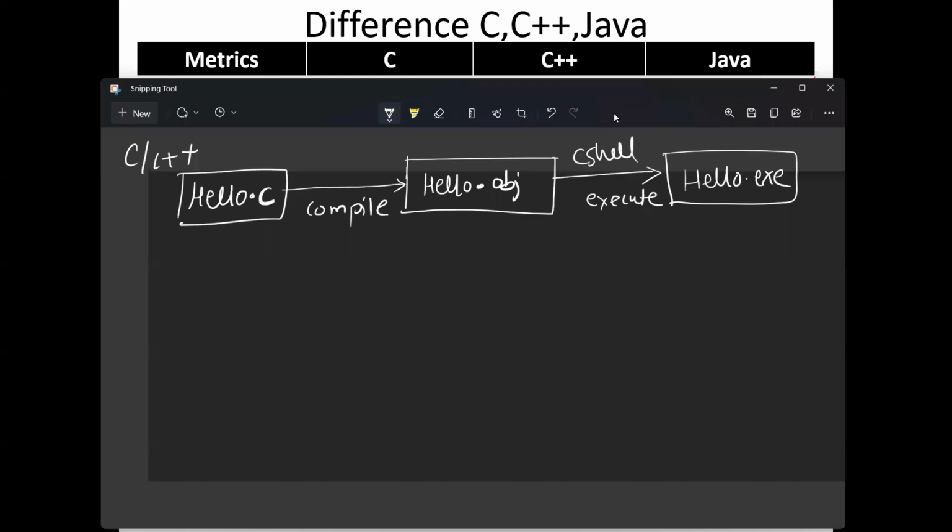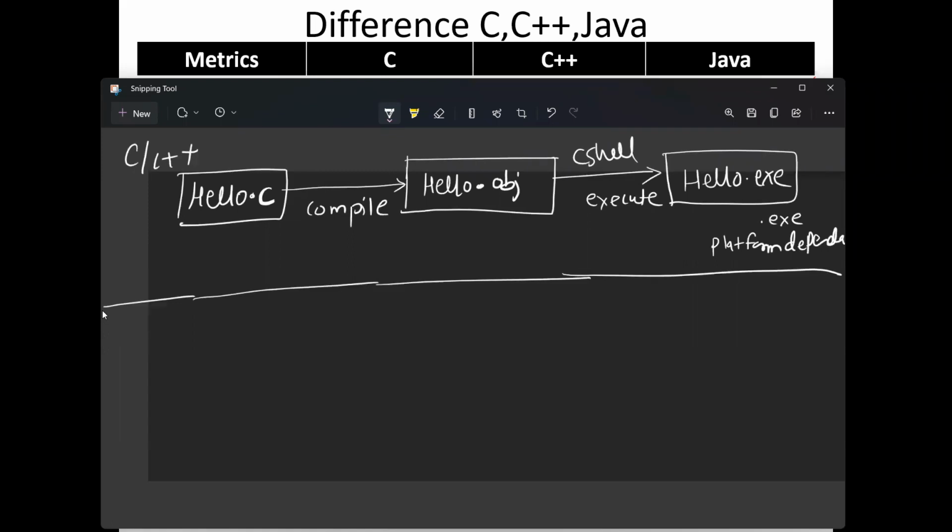Is this concept understandable? And this .exe file is platform dependent. So you can write a code once, and whatever platform you are using, on the same platform it will be executed. You can't execute your code on a different platform directly. If you want to run it on a different platform, you have to write it once again, and then you can execute it.